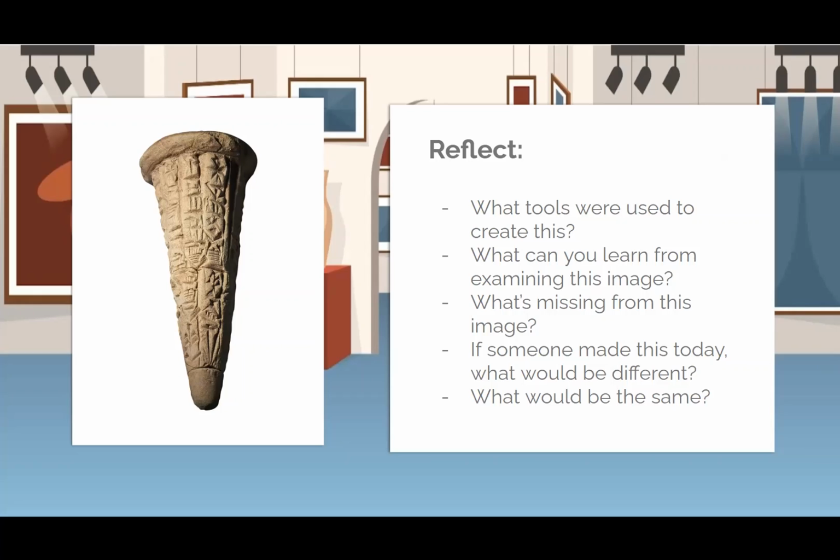What can you learn from examining this image? What do you see that can clue you in to what this object might be? The next one, what's missing from this image? What could help you figure out what this artifact is? If you saw a person using it, would you be able to tell what it is? If you saw it in a scenery, would you be able to tell what this is a little bit better? If someone made this today, what would be different? What would be the same?